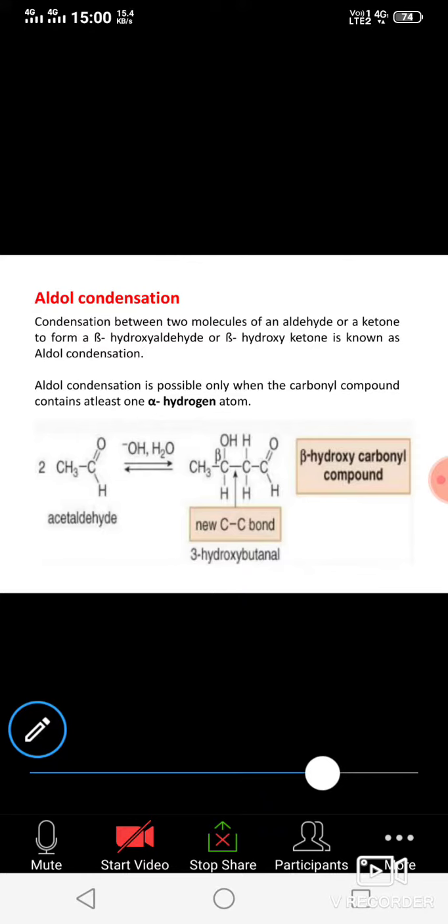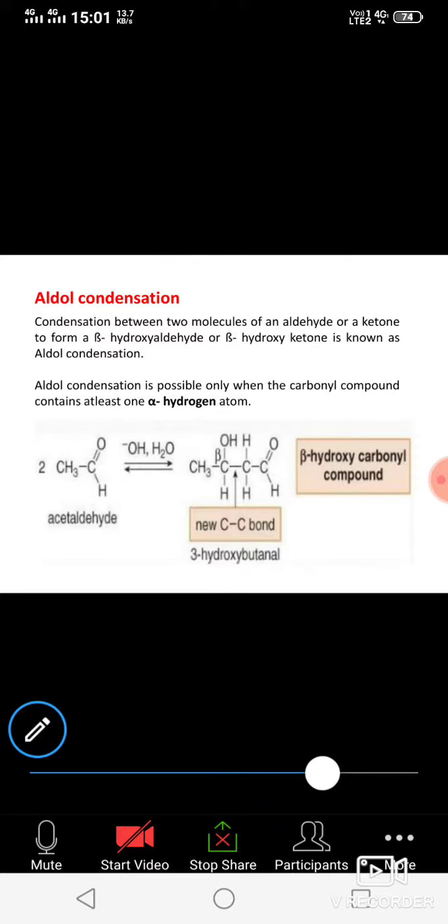These beta hydroxyaldehydes or beta hydroxyketones are also known as aldol because they have two functional groups. Ald is for the aldehyde and ol is for the alcohol. As your final product has two functional groups, one aldehydic and another alcoholic, it is known as aldol condensation reaction.